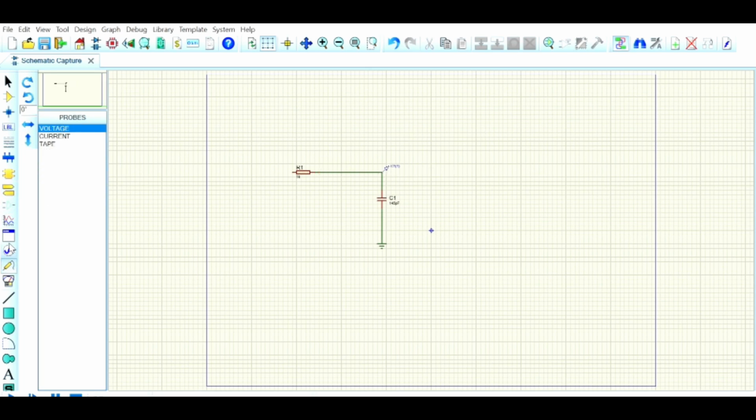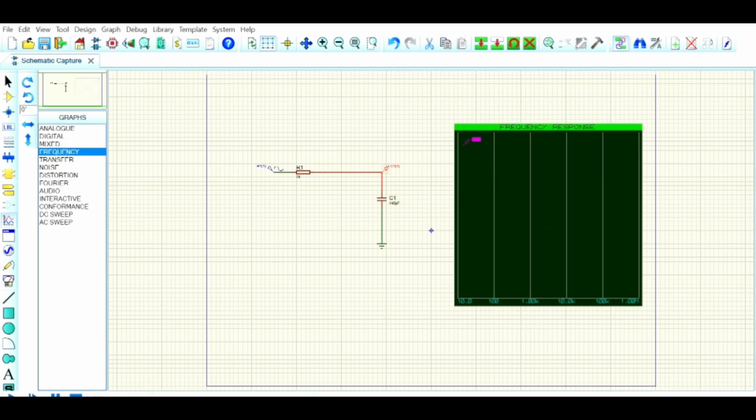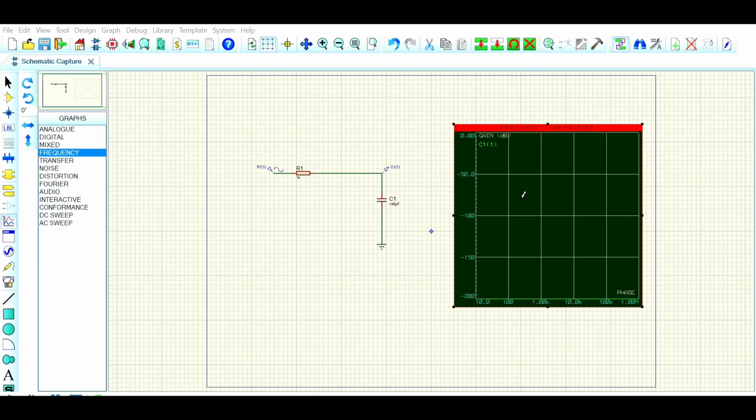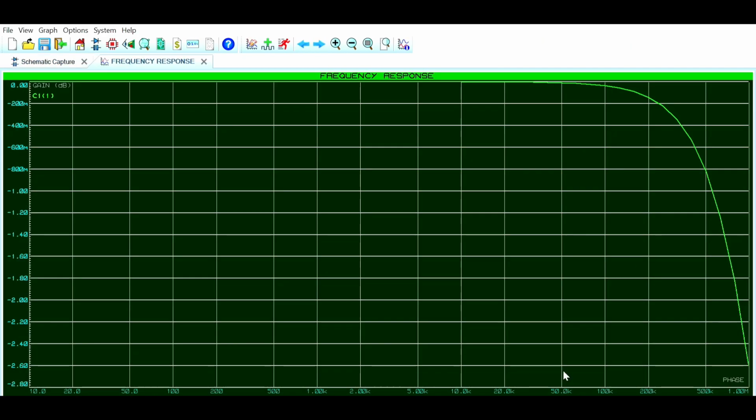Then the voltage probe and sine wave generator are inserted. Then the frequency response graph is shown beside, and the voltage probe is dragged inside the graph. The next step is the graph is simulated and maximized to show the final results.